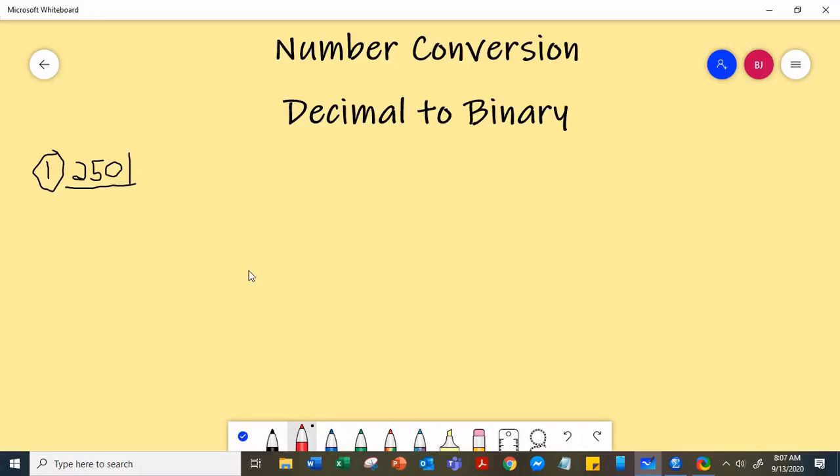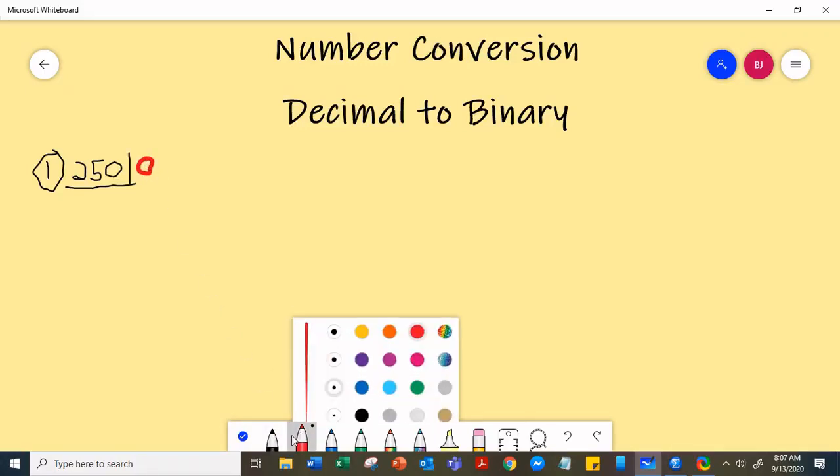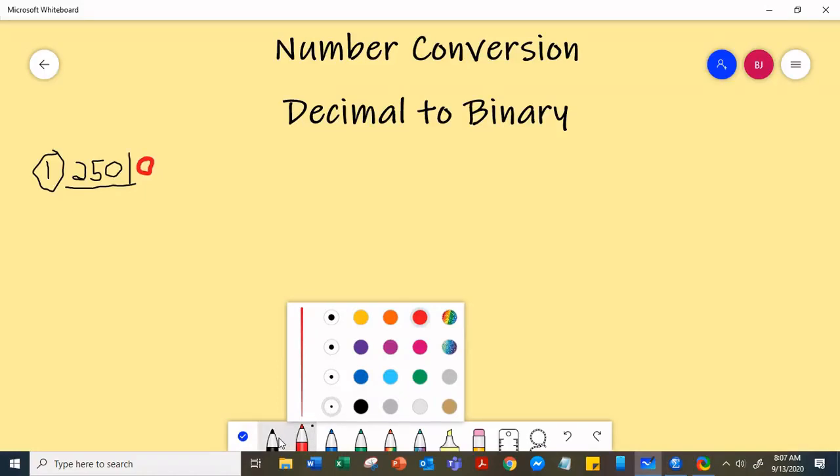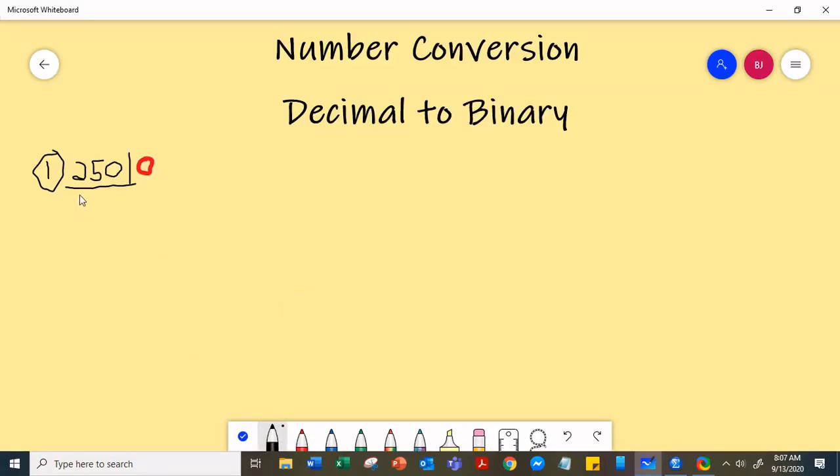And 250 divided by 2 would be 125, remainder 0. So let's put the remainder here. So that's too large. Okay. So we put the 125 here. Excuse my writing, I'm using my mouse. Hopefully to get a writing pad soon.